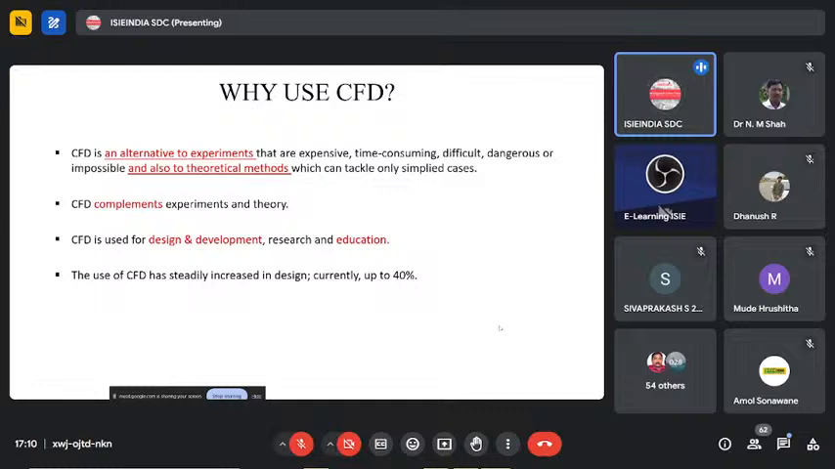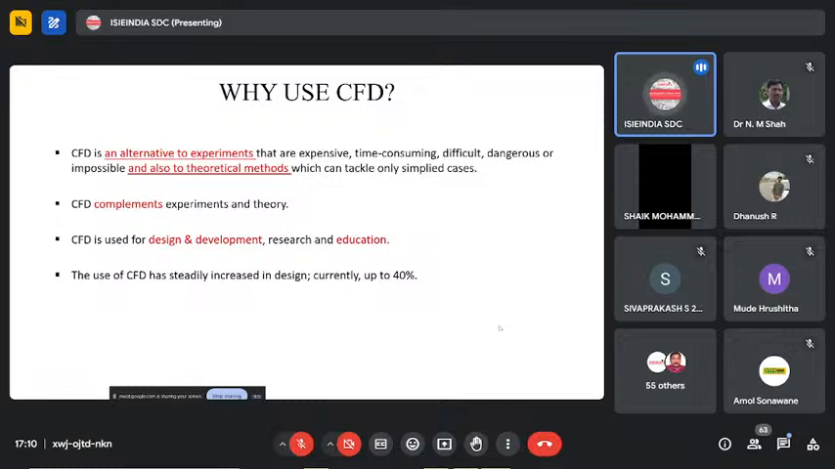Theoretical methods can often only handle simplified problems, while CFD can tackle more complex, real life scenarios. So these are also advantages for us to use CFD compared to the experimental way. Sometimes we combine CFD with experiment and theory to provide a more complete understanding of the project or the concepts.